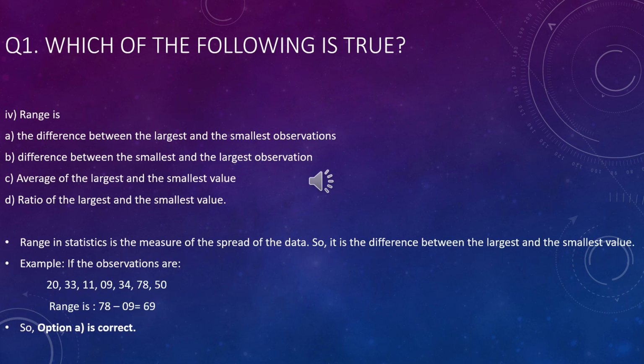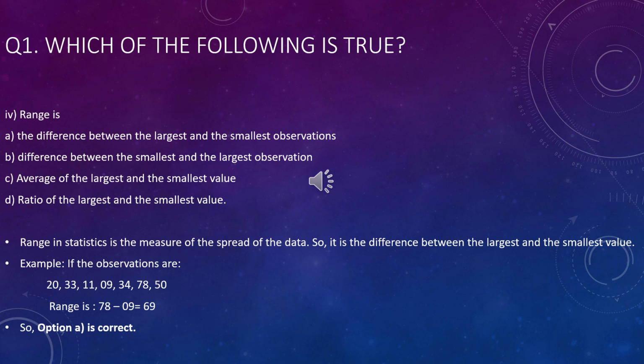Now we come to the next question, which is range. So range is what? The options are the difference between the largest and the smallest observations, difference between the smallest and the largest observations, average of the largest and the smallest value, ratio of the largest and the smallest value. So what is range? We know that range in statistics is the measure of the spread of the data. So it is the difference between the largest and the smallest value.